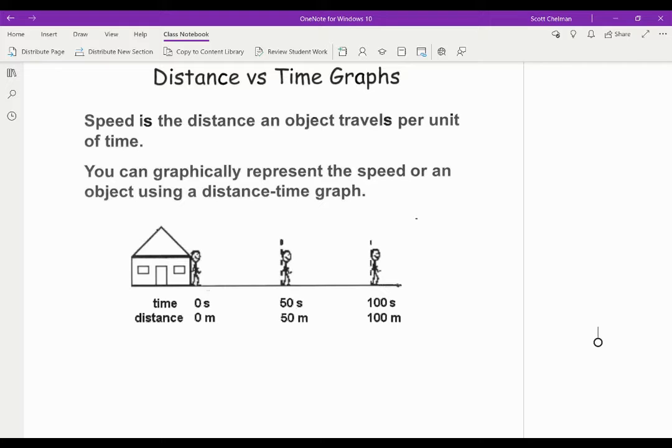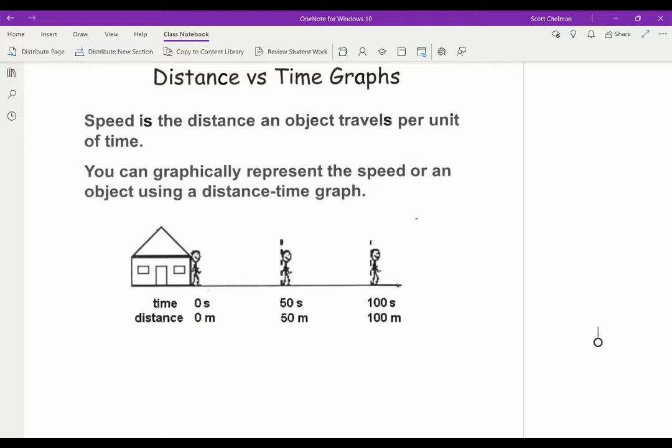Okay, so distance versus time graph. So now we have an idea of what speed means and velocity and what motion means, right? What causes motion? That lack of equilibrium in the system. And now we need to represent it visually, okay? And we're going to do this with distance versus time graphs. And just like our density graphs, we're going to do these in a very specific way, right? So speed is the distance an object travels per unit of time, right?